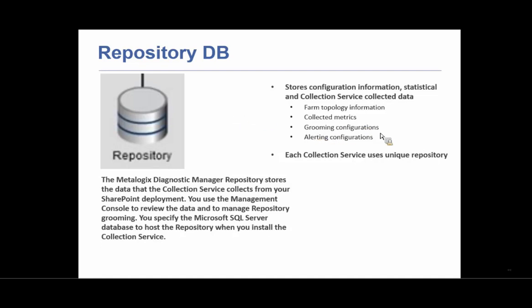This includes grooming configurations, how often do I want to delete data out of this database and how old do I want to keep it. And then the same goes for alerting configurations. When should I alert on a warning for max memory? Who should get notified? All that stuff is stored in our repository. So the repository is pretty important in regard to the infrastructure and the architecture. And then again, each collection service uses a unique repository. So not too much to be said about the DB other than he's important, he stores all the data, right?